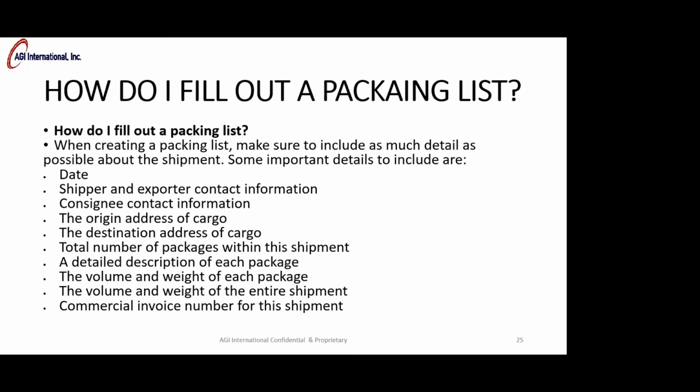Okay. Total number of packages within the shipment. And each package needs to be identified by this number of this total group. That way, if a package comes up missing, you can find out which package is missing and maybe even find out where it went. A detailed description of each package, the volume and weight of each package, the volume weight of the entire shipment, and the commercial invoice number of the shipping. Once you get that, that needs to be a part of that as well.